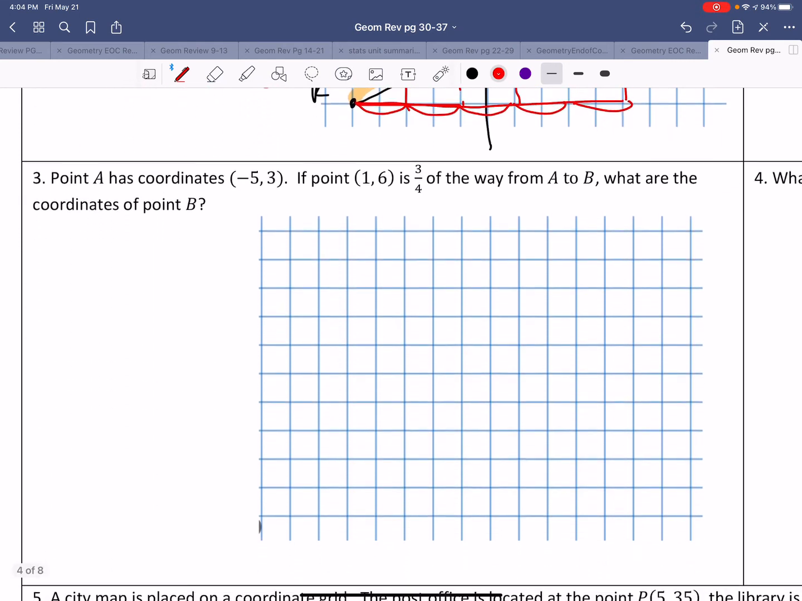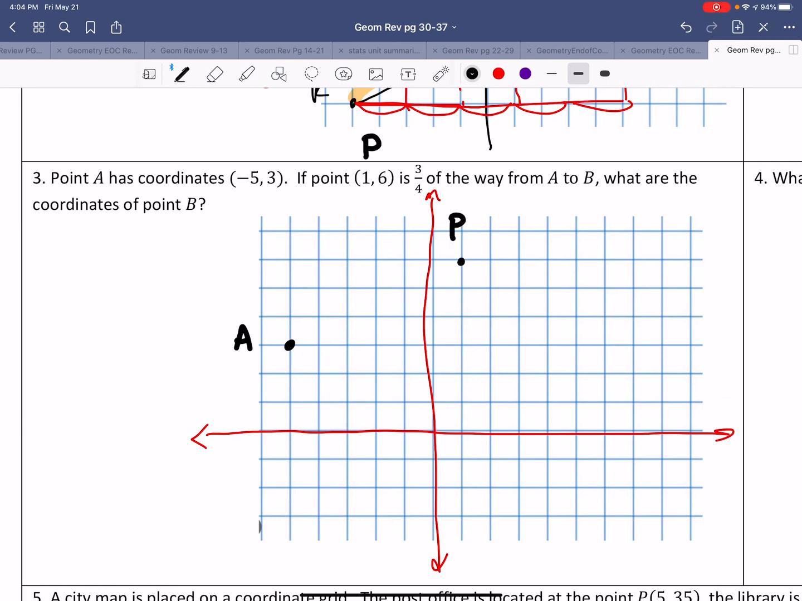Question number 3, looking at coordinates -5, positive 3. So I'm just going to make an axis here. Looking at the coordinate -5, positive 3, and then looking at the coordinate 1, 6. I'm just going to call it point P. This isn't my journey. It's just my pit stop. So this is a slightly different type of question. They're saying go on a journey from A to P, and in fact, go all the way to B. But point P was 3/4 of the way there.